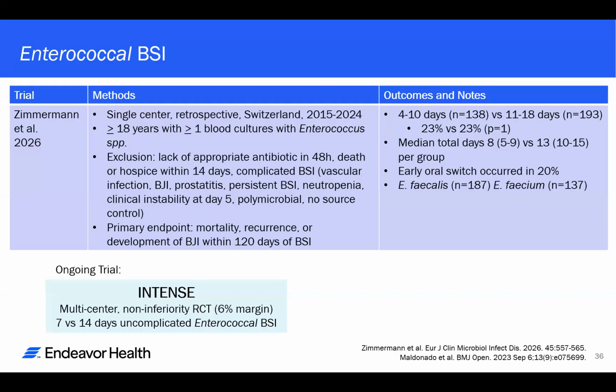faecalis, 137 Enterococcus faecium. There is an ongoing trial, the INTENSE trial, that's a multi-center non-inferiority randomized controlled trial. They're trying to achieve a 6% non-inferiority margin, looking at 7 versus 14 days of uncomplicated enterococcal bloodstream infections. So again, another trial that will really hopefully give us a little bit more information about these patients.